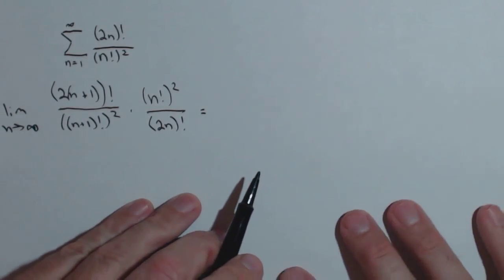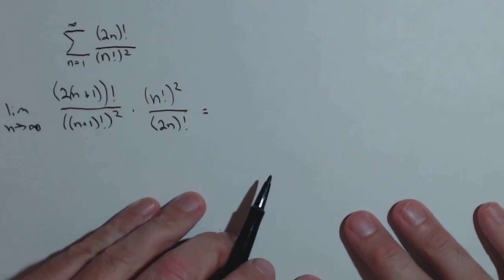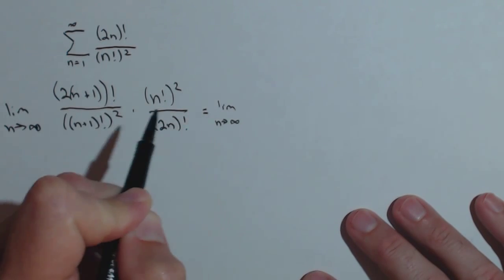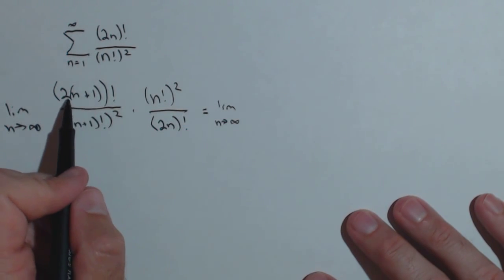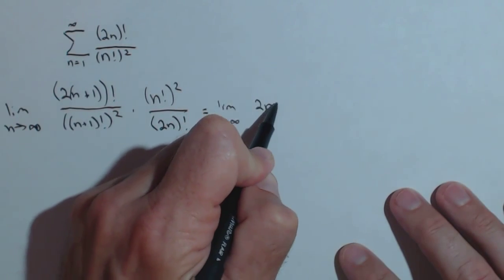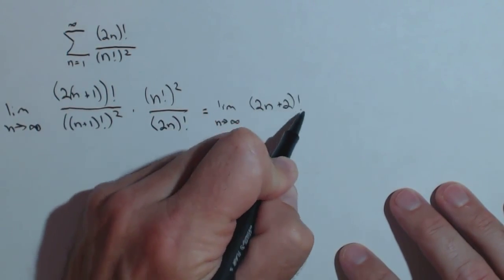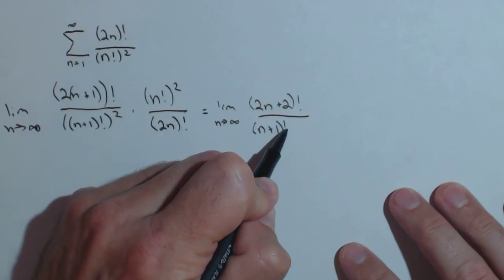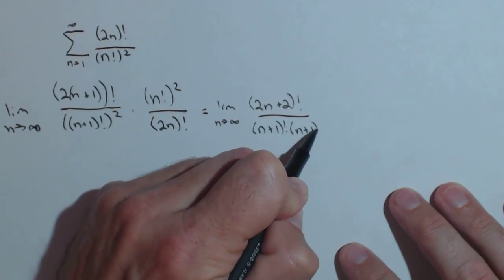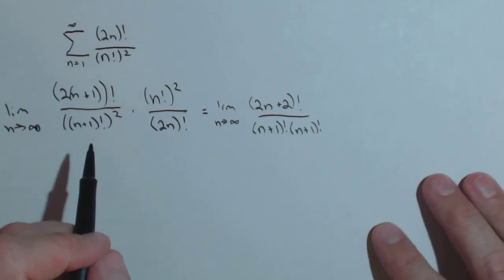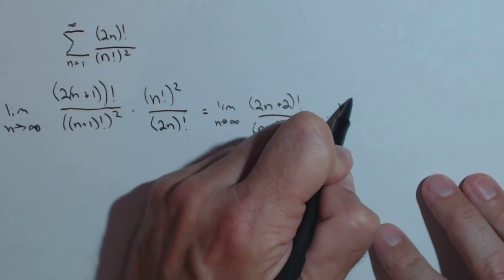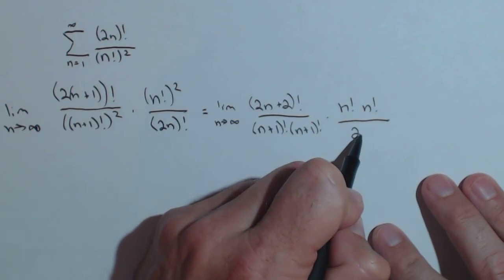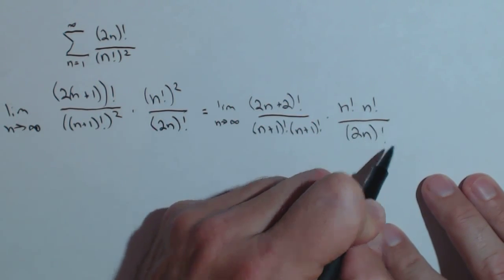Alright, now we got a little bit of simplifying to do to see what happens when we take this limit. And it's good to be familiar with how to simplify factorials. So right here, that's going to be 2n plus 2 factorial. This one I'm going to write as n plus 1 factorial, n plus 1 factorial. So I'm splitting up the square because I'm going to be looking for canceling here. This I'm going to write as n factorial and n factorial. And down here, I'm just going to leave it as 2n factorial.